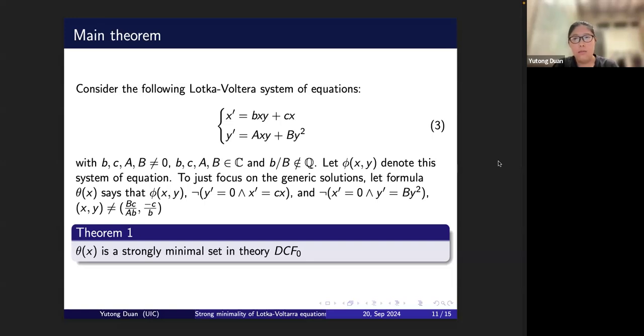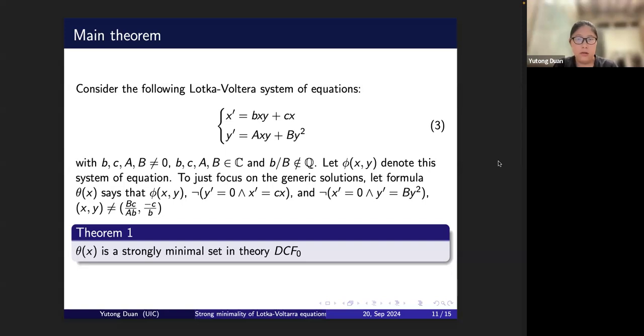As you can see, I'm using the model theory way. So let phi of x, y. This symbol means the only free variables in my formula are x and y. So let phi of x, y denote this system of equations. And then let theta of x say that phi of x, y and not y prime equals 0 and x prime equals x, and not x prime equals 0 and y prime equals b y squared, and also x, y is not this.